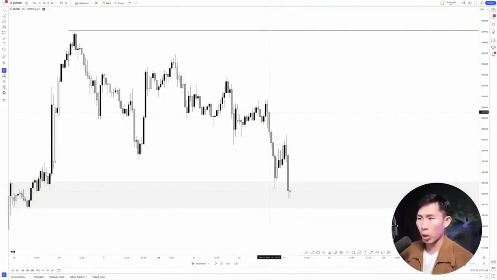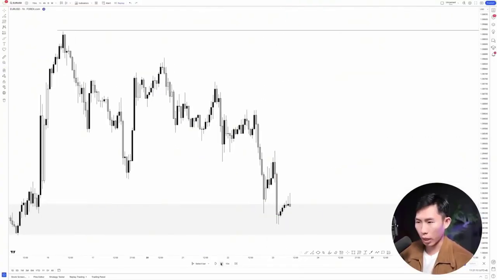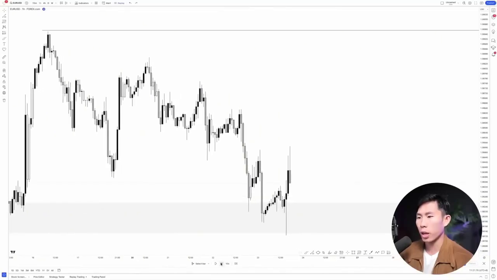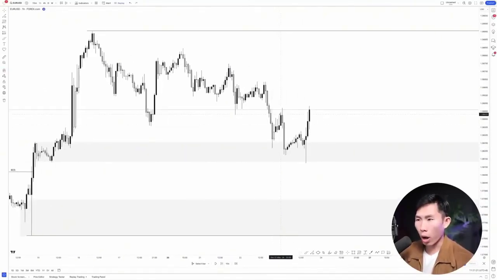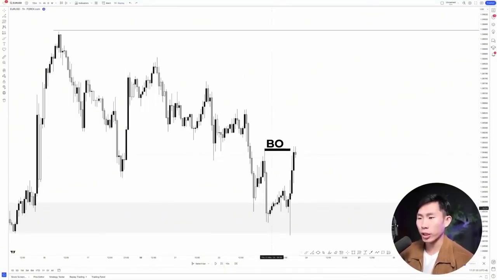Now, because price has just mitigated their demand zone or their support level, obviously, price is going to go up now. And then later on, price comes down, sweeps the available liquidity below this low right here, and look at what we have. We got that sharp V-shaped reaction to the upside right there. Okay, so at this point, we got a strong low being formed, because price actually went up there and broke structure. It broke structure right here.